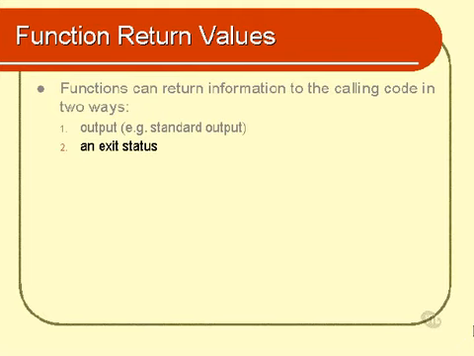Now you recall we've talked about exit statuses before when we've been using if statements and while loops. Well, now we're going to talk about them in conjunction with functions and how you can actually set an exit status for your function. But that's in a moment as well. First I want to talk about function output. So this is the first of those two options.